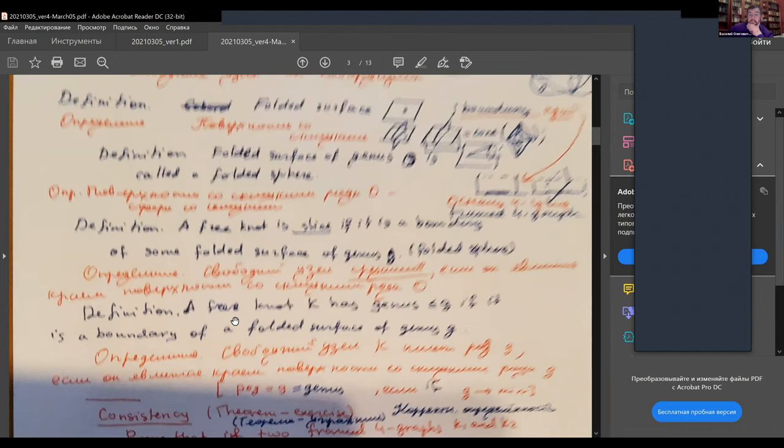Well, the next question is try to find an approach for estimating the slice genus for free knots.